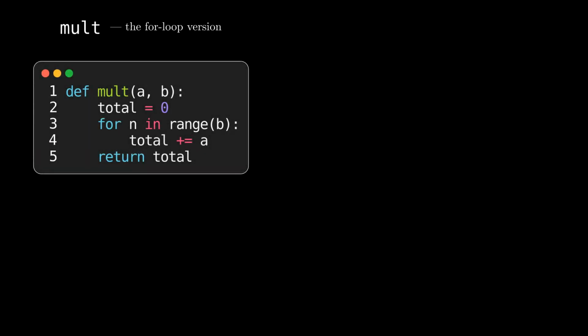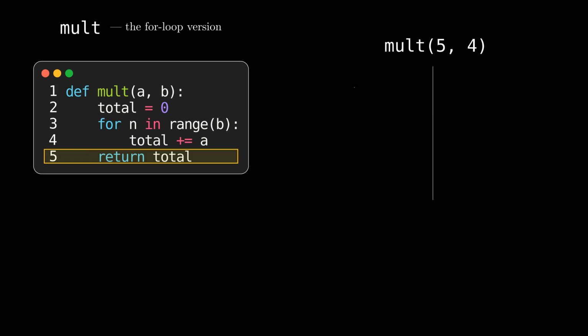Here is the iterative answer with a for loop. The function mult takes a and b. It creates total set to 0. This is the state variable, the running sum. Then, for n in range of b, total increases by a. Since the loop runs over range of b, the body repeats exactly b times, and after the loop, we return total.